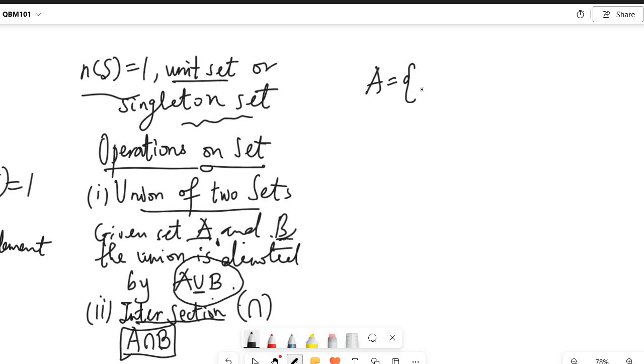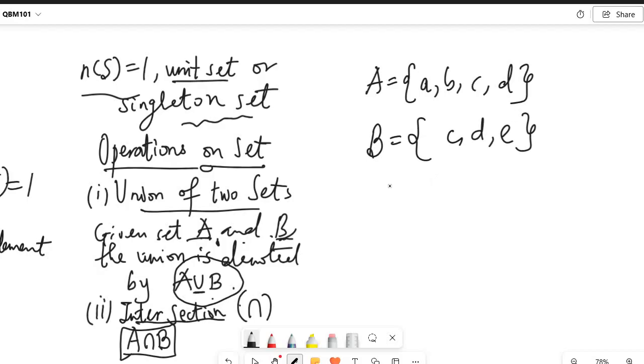If I say a set A equals A, B, C, D, and a set B equals, let's say, C, D, E. Now, having these two sets you have here, if I am going to take the union of these two sets, it simply means that I'm bringing everything in A and everything in B all together. So I'll just have A, B, C, D, E. I believe you got that, right? So this is the union of the sets.